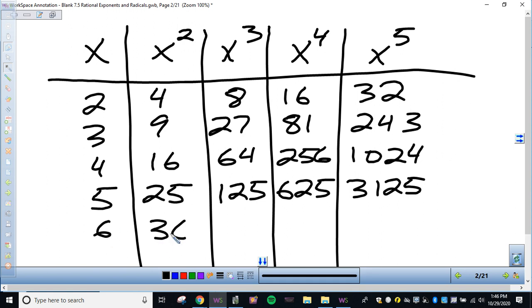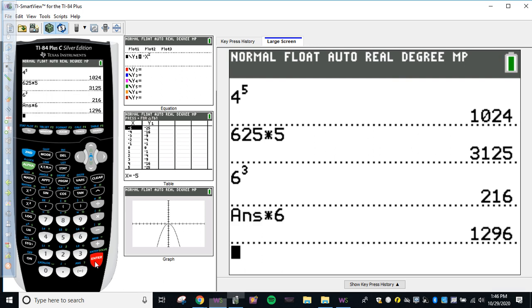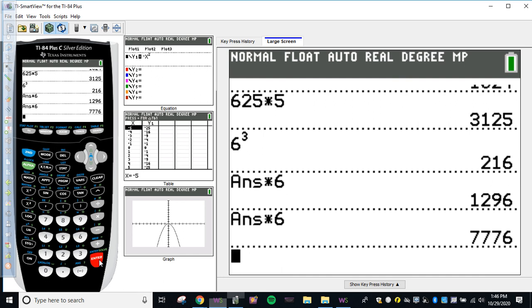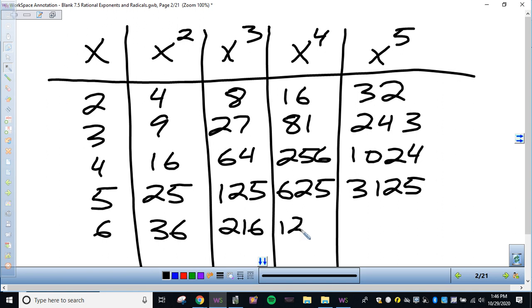6 squared, 36. 36 times 6, 216. Let's make sure. Yeah. So that times 6, 1,296. 1,296 times 6, 7,776.